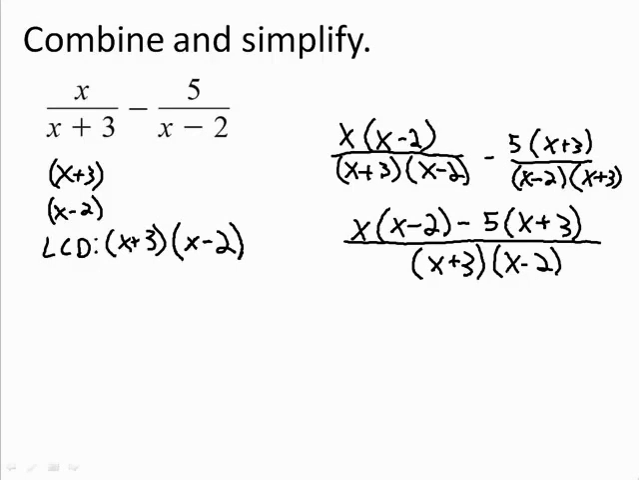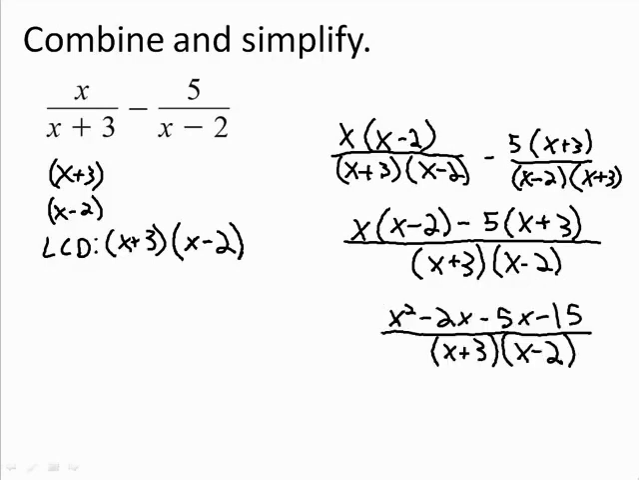Distribute the x to the x minus 2 and the negative 5 to the x plus 3. x squared minus 2x minus 5x minus 15 divided by the quantity x plus 3 times the quantity x minus 2. Combine like terms. The simplified expression is x squared minus 7x minus 15 divided by the quantity x plus 3 times the quantity x minus 2.